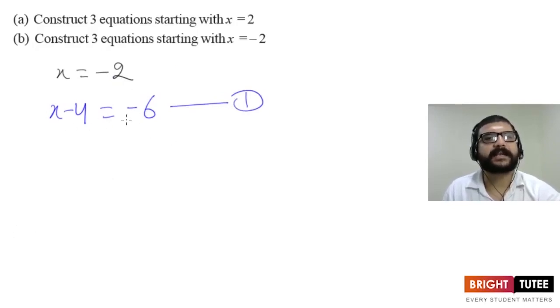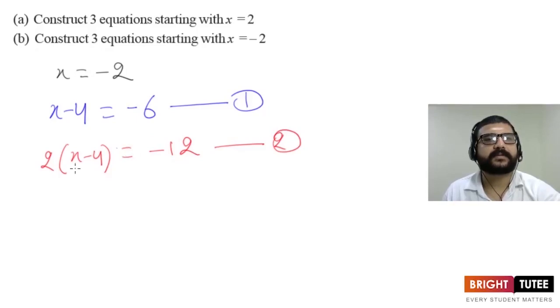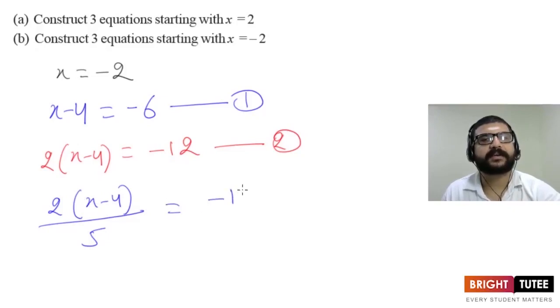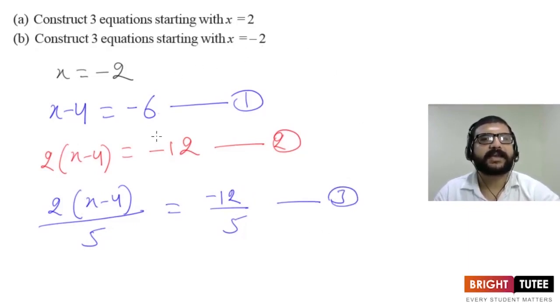Now what else we can do? Let's multiply both the sides with 2 for the equation 1. So we will get 2 into x minus 4 is equal to 2 into minus 6, that will give us minus 12. Now this is the second equation. What else we can do? We can divide both the sides with same number. Let's divide both the sides with 5. So we will get 2 into x minus 4 divided by 5 is equal to minus 12 divided by 5. Now this is the third equation. So here we have started with x equal to minus 2 and we formed three different equations.